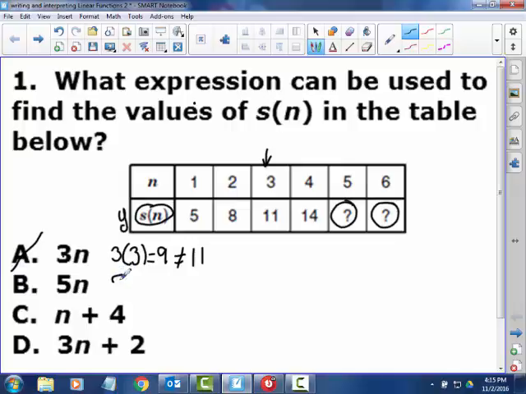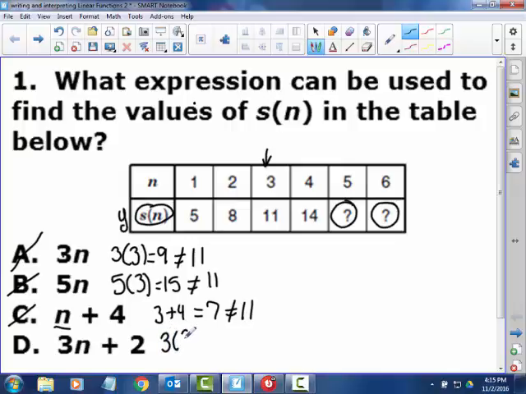And then I would similarly try the other. So 5, replace n with 3, and I get 15, which again is not 11. Okay, and then here n with 3, so 3 plus 4, which is 7, which is, well, you guessed it, not 11. Okay, so the answer must be D, so let's try it out. 3 times 3, replacing n with 3, plus 2, 9 plus 2 more is 11, so we have a winner.